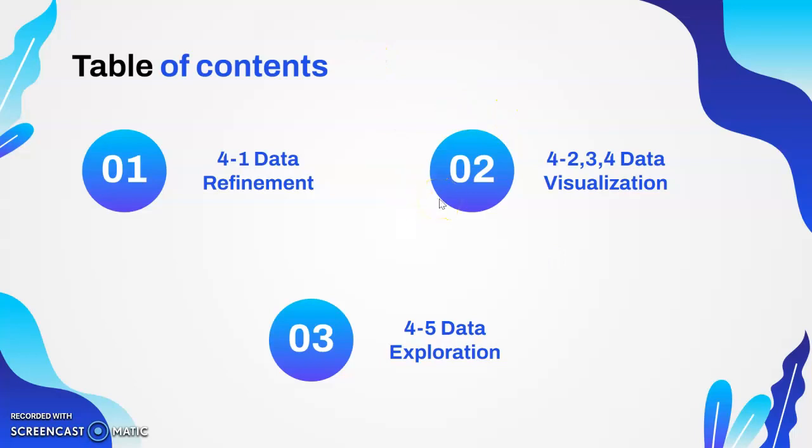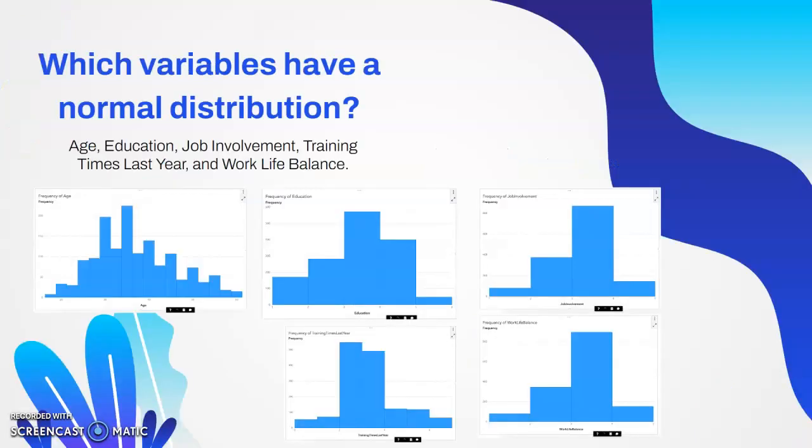So in this presentation, we'll go over the 4-1 data refinement, 4-2, 3, and 4 data visualizations, and 4-5, which is the data exploration. So which variables have a normal distribution in the data set? We thought that age, education, job involvement, training times last year, and work-life balance were the ones that had the normal distributions, and these are pictures of the bar graphs that we made showing the different distributions between each variable.